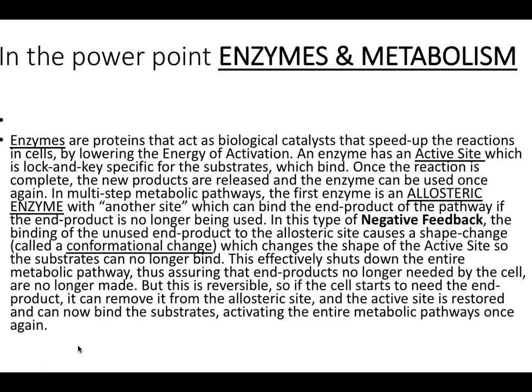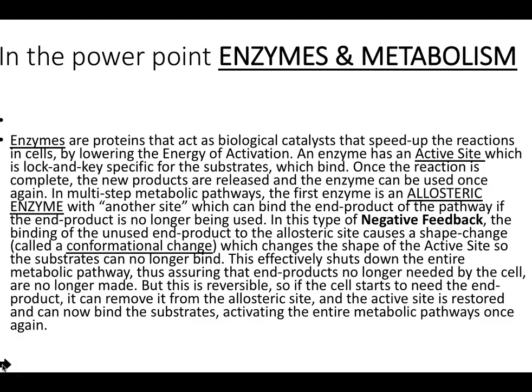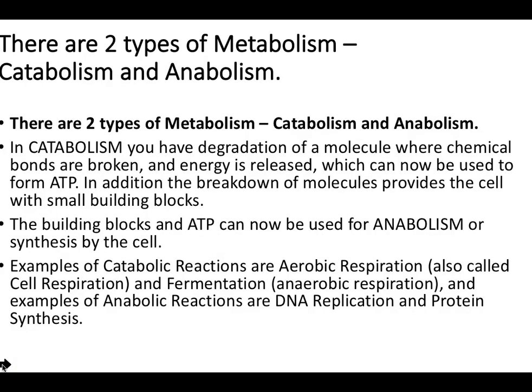So if you need the end product again, you pull it off that allosteric site on the first enzyme and away you go. So that is enzymes, metabolism, and allosteric enzymes' negative feedback. Next slide is about the types of metabolism.